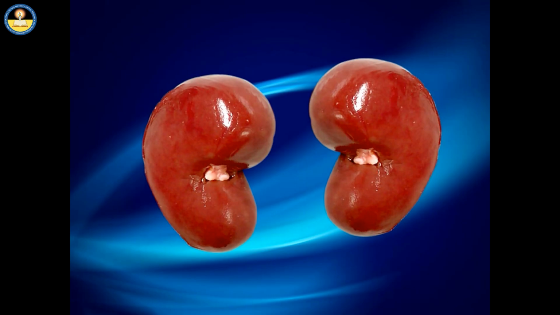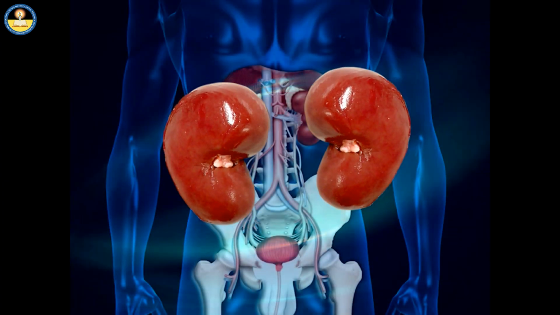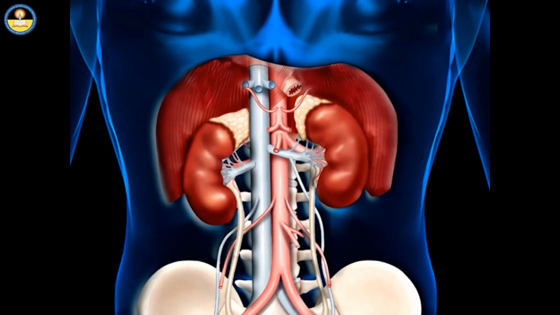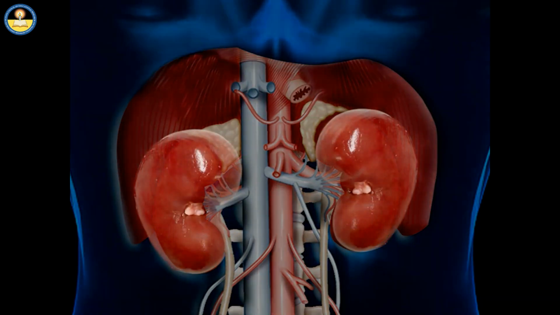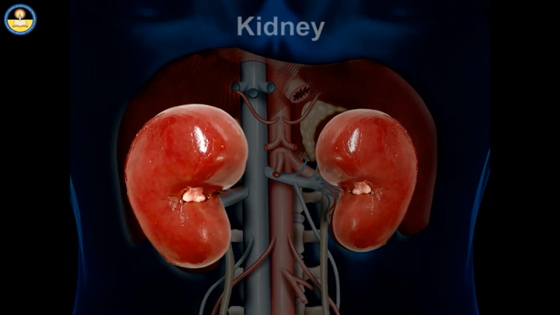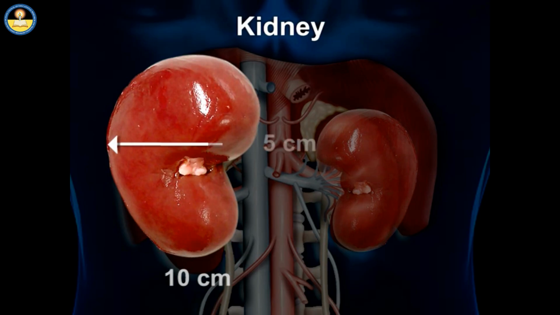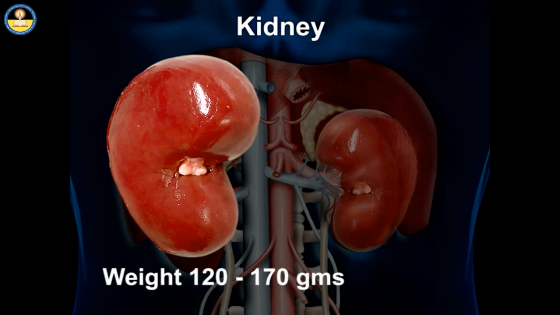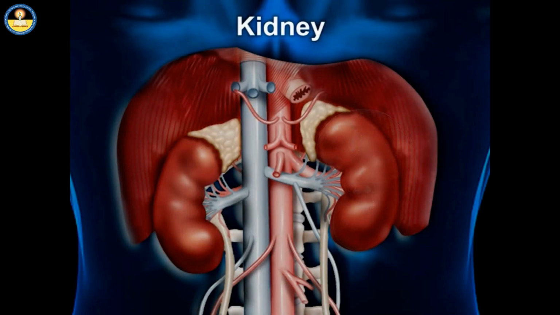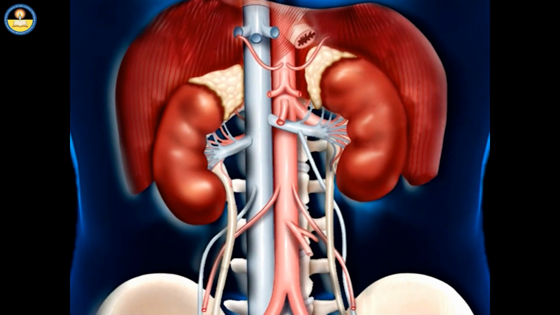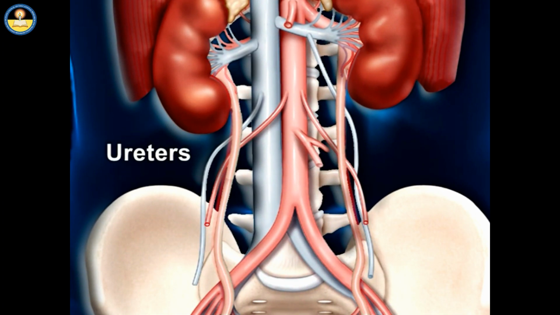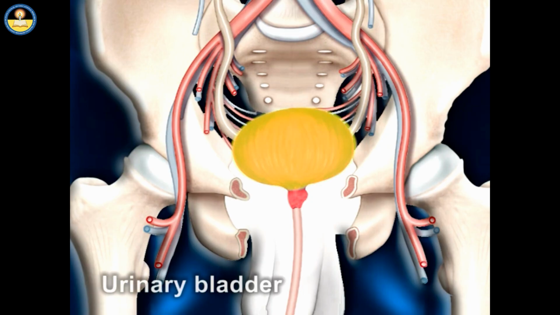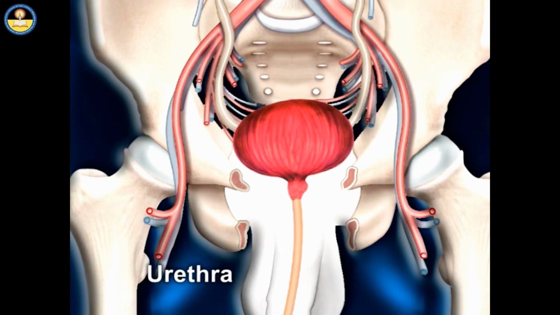The kidneys are a pair of bean-shaped organs that are a part of the urinary system. The kidneys are dark red, slightly flattened, bean-shaped organs, each about 10 cm long, 5 cm wide and 2 to 3 cm thick, with an average weight of 120 to 170 grams. The other components of this system are the ureters, urinary bladder, and the urethra.